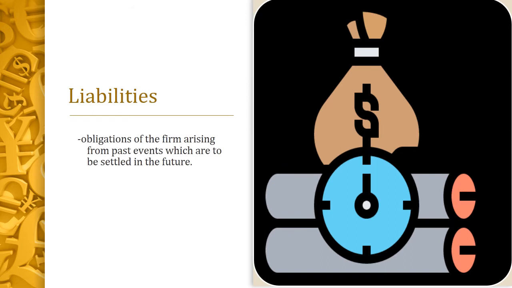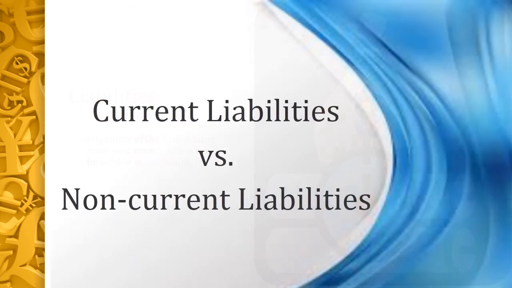Now let's move on to liabilities. Liabilities are obligations of the firm arising from past events which are to be settled in the future. Let's compare current liabilities and non-current liabilities. Current liabilities are liabilities that fall due within 1 year after year-end date.